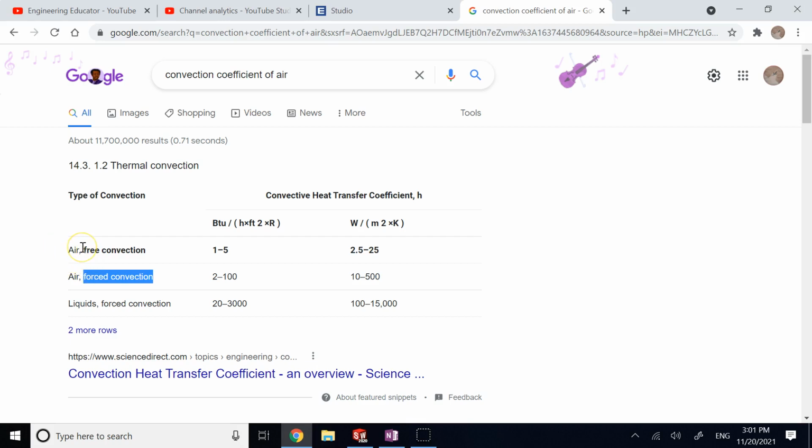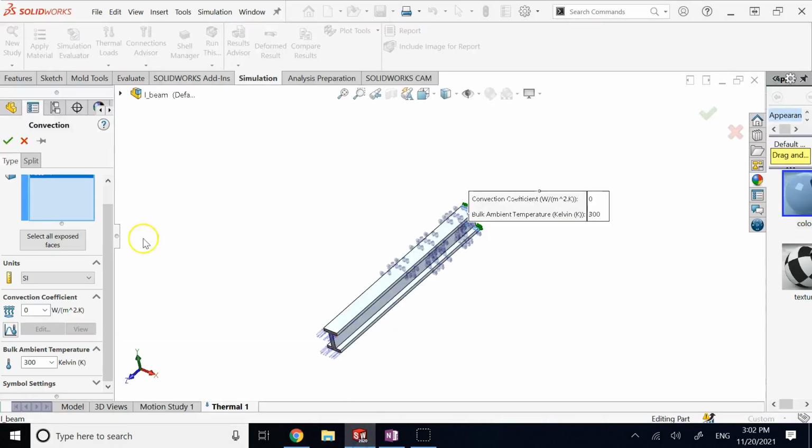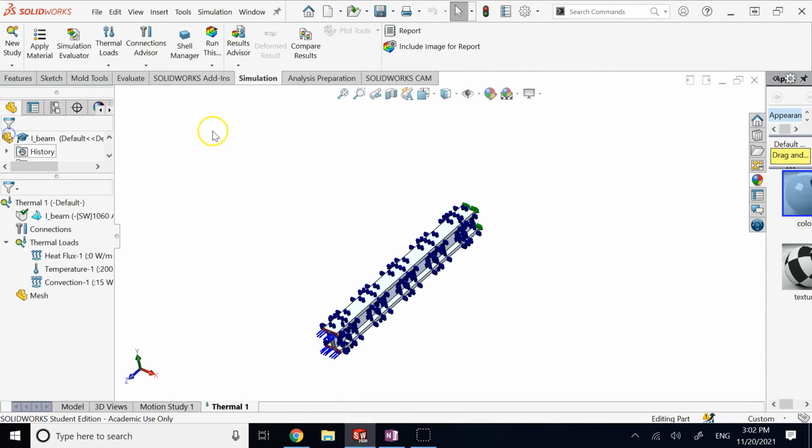Because the faster the air moves, the faster it can get the heat away from the object, so the convection goes up. So if it's just free, then the number is anywhere between 2.5 to 25. So I use somewhere in between, let's say 12, 15 or something like that, right? So let's say 12 units or 15 units. And the units are all SI and everything. So there we go.